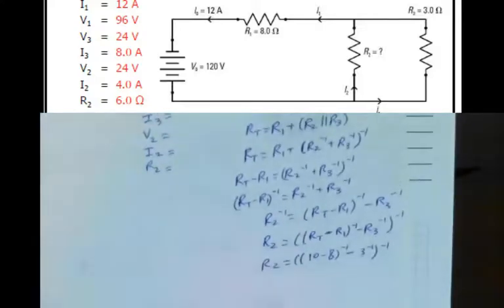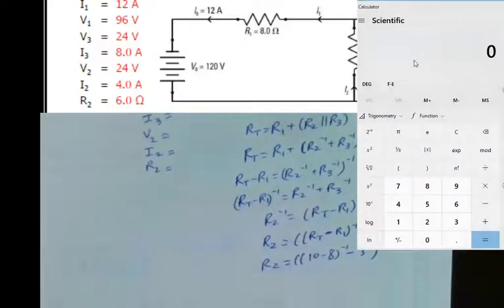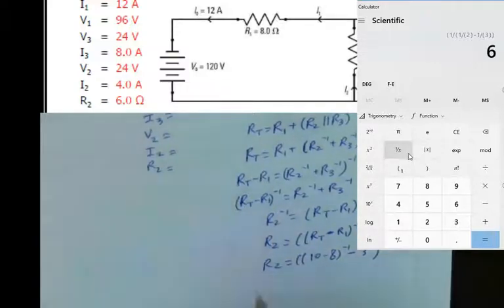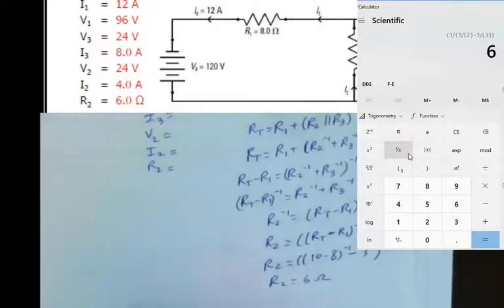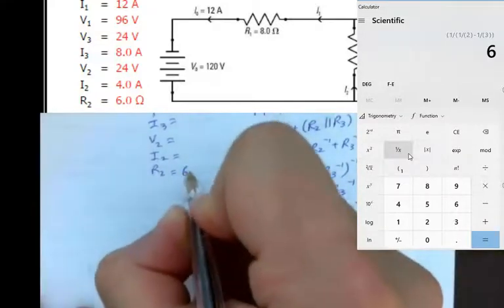So let's do this in our calculator here. I'll make this easier. I'm just going to say 10 minus 8 is 2. So bracket, bracket, 2 reciprocated minus 3 reciprocated. Close the bracket and reciprocate. I have an R2 being 6. And then I write my R2 solution here.